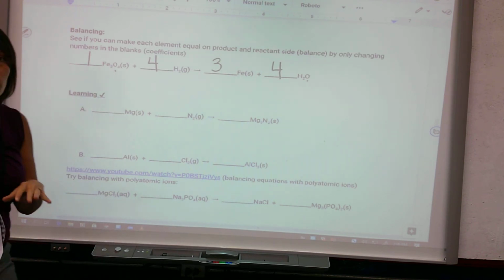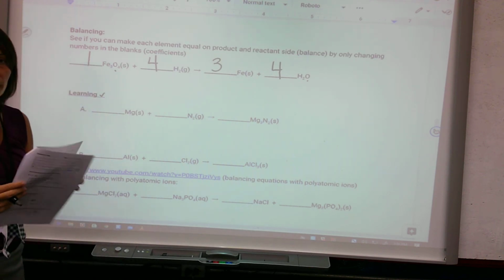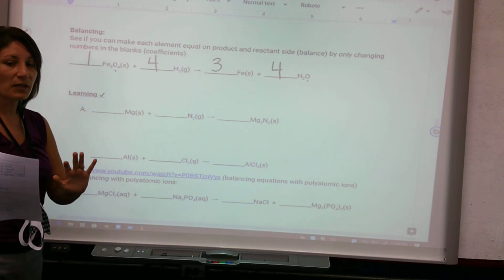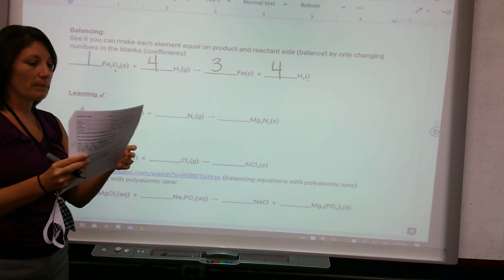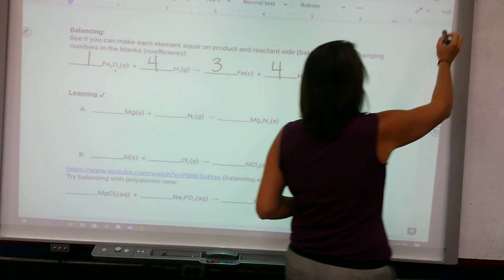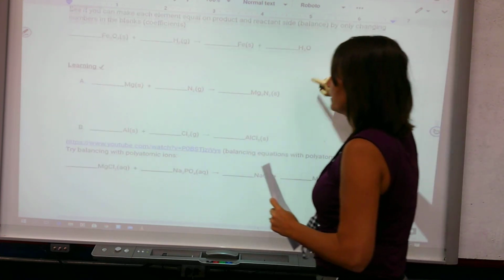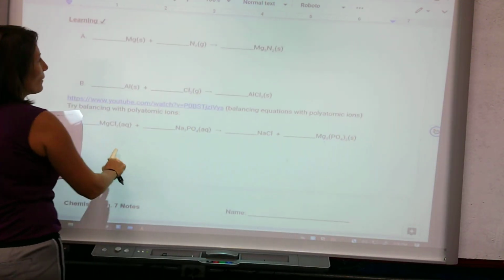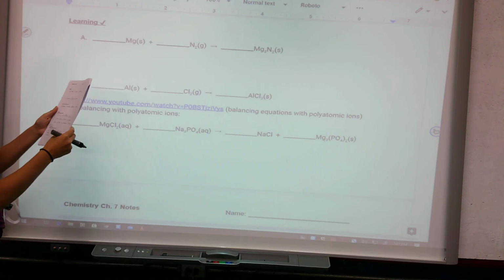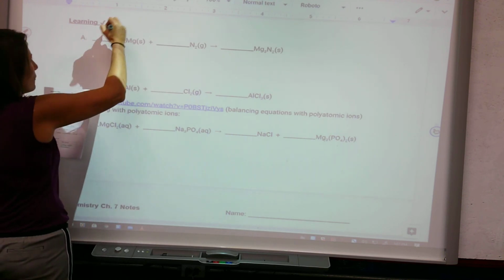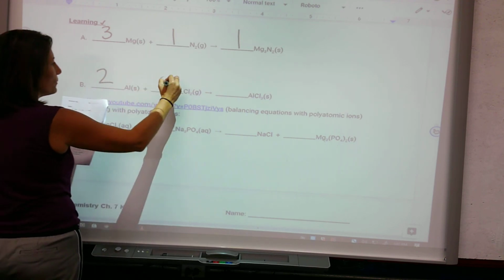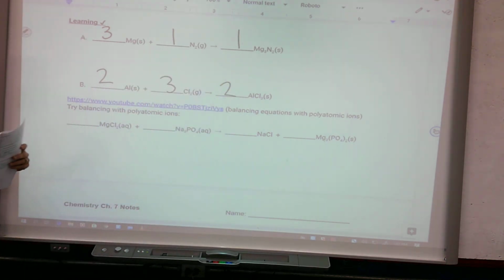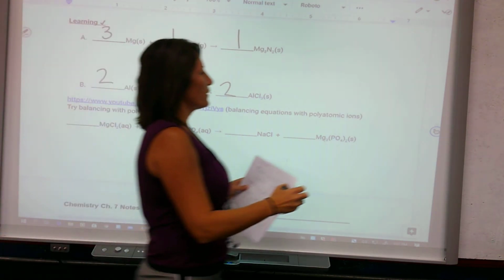Alright, so right now if you want to pause this and try the learning checks, go ahead and pause now because I'm getting ready to just throw the answers up here. And if you have any questions, let me know, alright? So I'm going to go ahead and just put answers in these blanks, and then I'm going to erase them and move on. So the first learning check is 3, 1, 1. This one is 2, 3, 2. Alright, I'm going to go ahead and get those off of there.